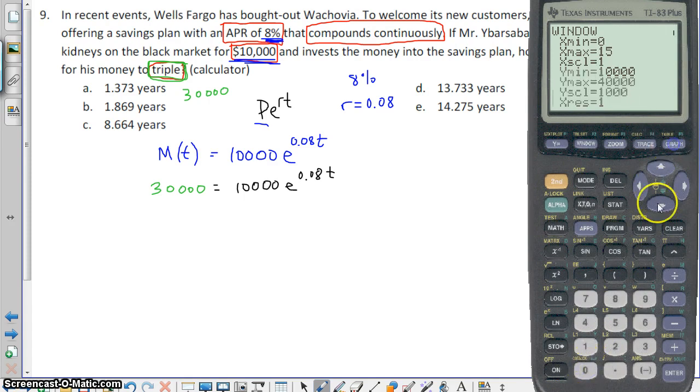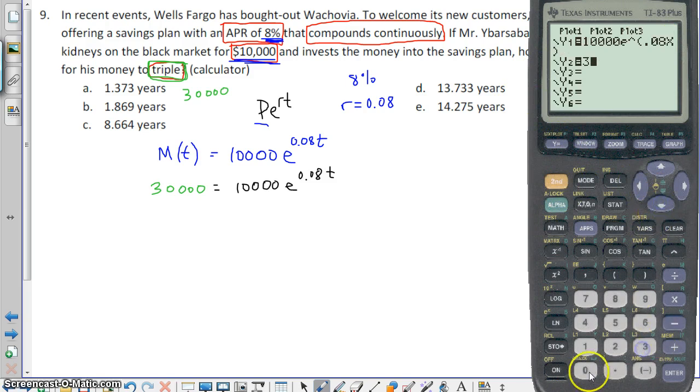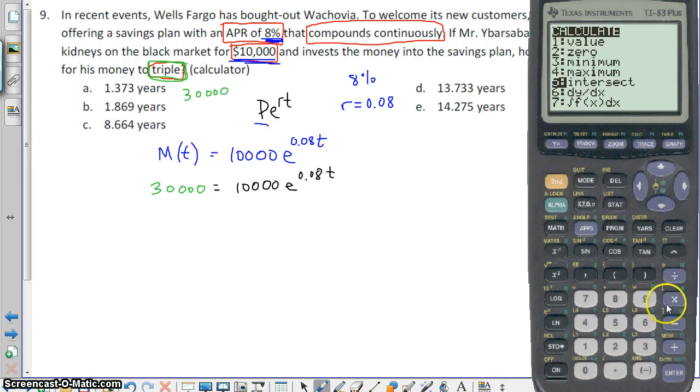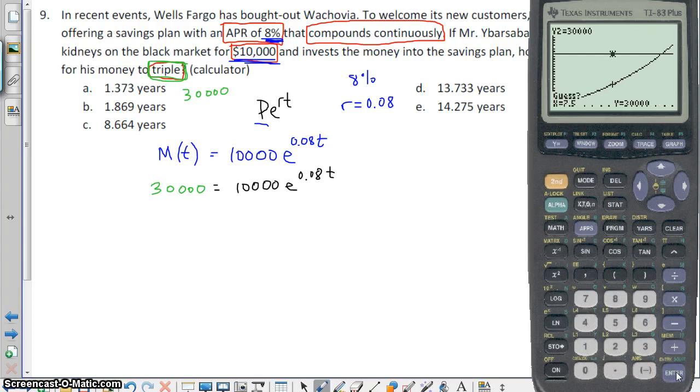So taking a look at this graph, it starts at 10,000. My money grows. Let's see, when will that equal 30,000? Right there. Second trace, find the intersection. First curve, second curve. I don't feel like guessing. The answer is 13.733. So that would be this answer right there.